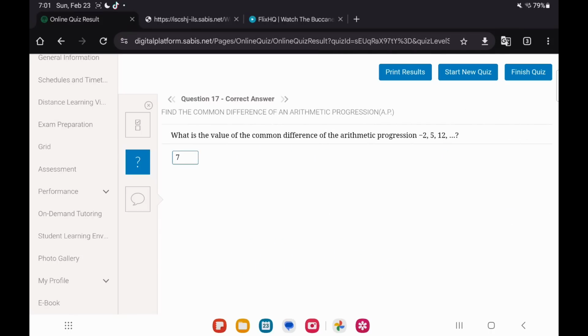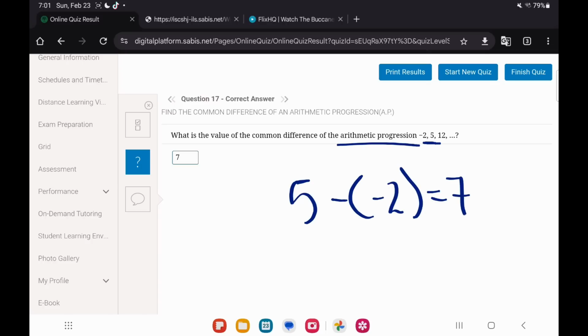Now 17. Now we finished. Okay, the common difference. Whenever they tell you it's an arithmetic progression, that means there's a constant difference, the common difference, the same thing. That means it keeps adding the same number. So you subtract the first number from the second number. So 5 minus 2, you get 7. And if you want to check, you do the third number minus the second number, so like the number minus the preceding one. So 12 minus 5, which is also 7. So that is your common difference.